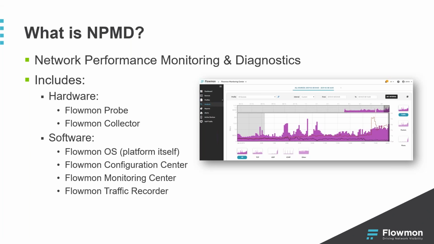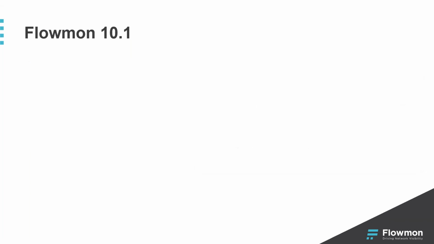So what are we planning? Let's start with Flowmon 10.1, which is the release that we have released quite recently. It was released as beta on January 18th, 2019. So it's a very fresh release, and I would just like to repeat some key highlights because we've done a lot of work and we've added some new cool features.